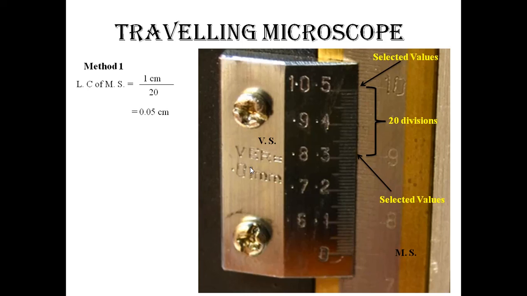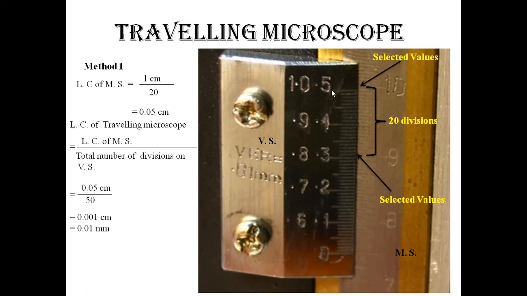You know that the number of divisions on the vernier scale, from here to here, is 50. So the least count of the traveling microscope is equal to the ratio of the least count of the main scale divided by the total number of divisions on the vernier scale. Finally, you can calculate that the least count of the traveling microscope is 0.01 mm.